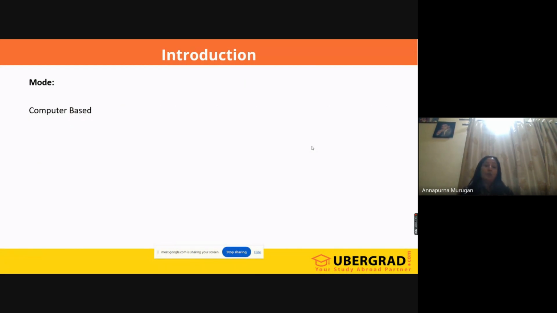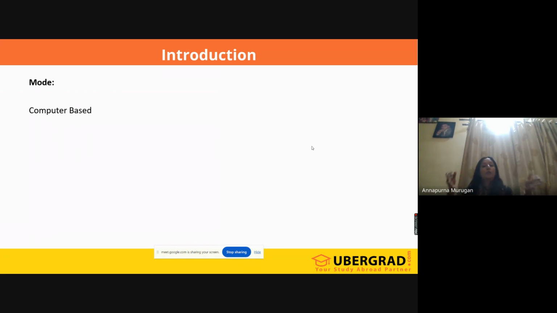Here we don't have any confusion about the mode: it is computer based. That means everything happens on the computer. Let me give you the scenario of how this exam would be. I guess many of you would have taken this test, but for those who have not, let me tell you.